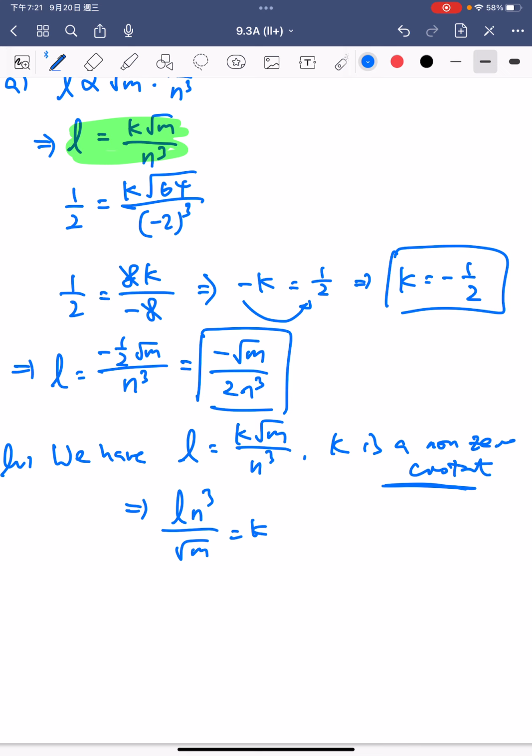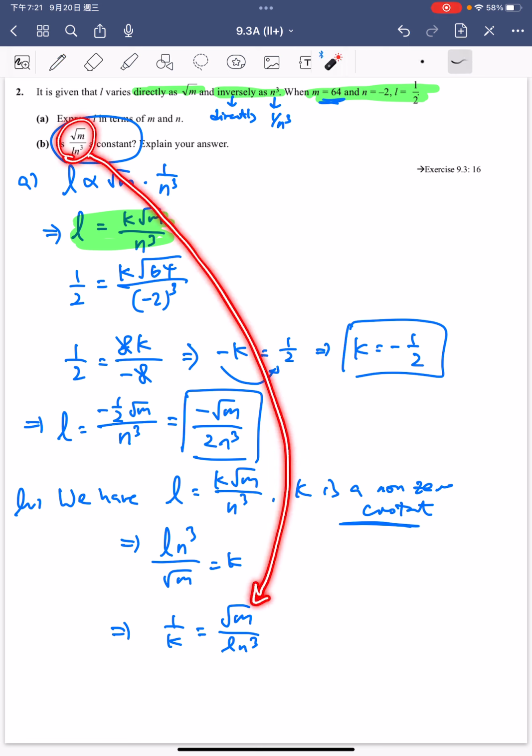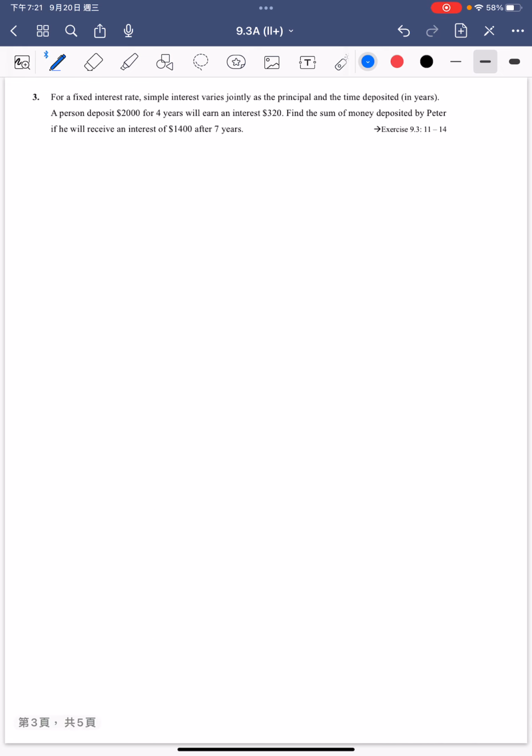It's a non-zero constant. If we swap the numerator and denominator, then we have 1 over k is equal to the square root m divided by L n cubed. So that's how this square root m over L n cubed comes from. It's just our 1 over k. Which means that 1 over k is also a constant. So this one is also a constant. So B is correct.